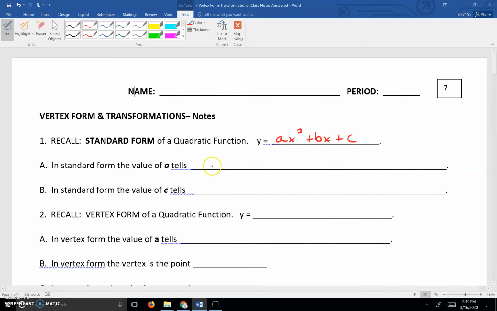In standard form, the a value is going to tell us the direction the graph opens. Remember, we have the positive a value. The graph is going to open up, and it's going to have a minimum. If we have a negative a value, the graph opens down, and it has what we call a maximum.